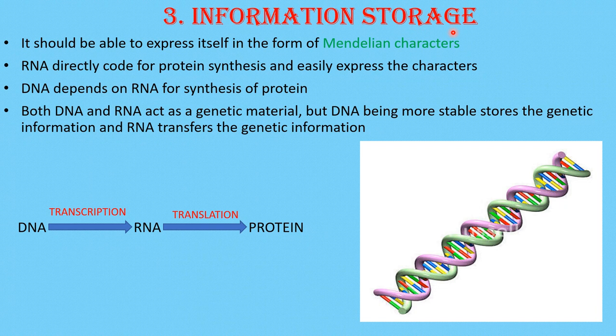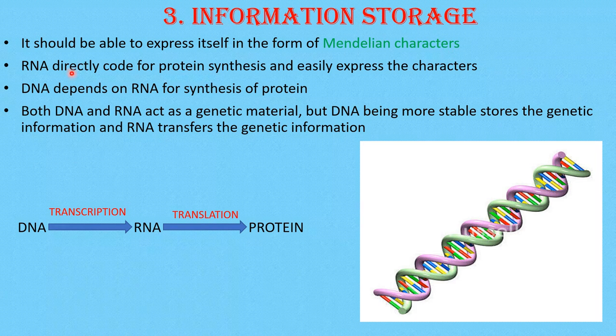Which genetic information is stored in DNA and RNA? It should be able to express itself in the form of Mendelian characters. The Mendelian characters can be expressed only because of the information storage. The parental characters are inherited by the progeny because of the Mendelian characters.